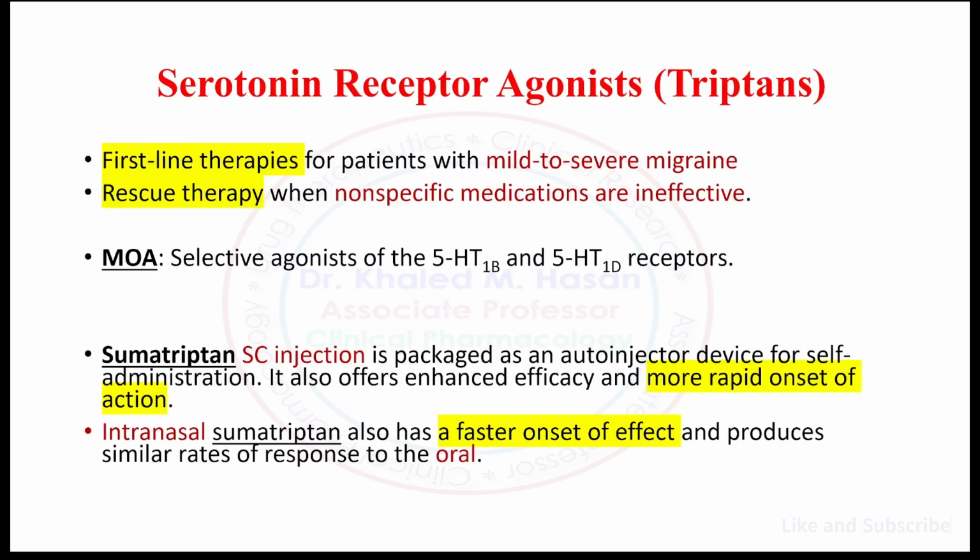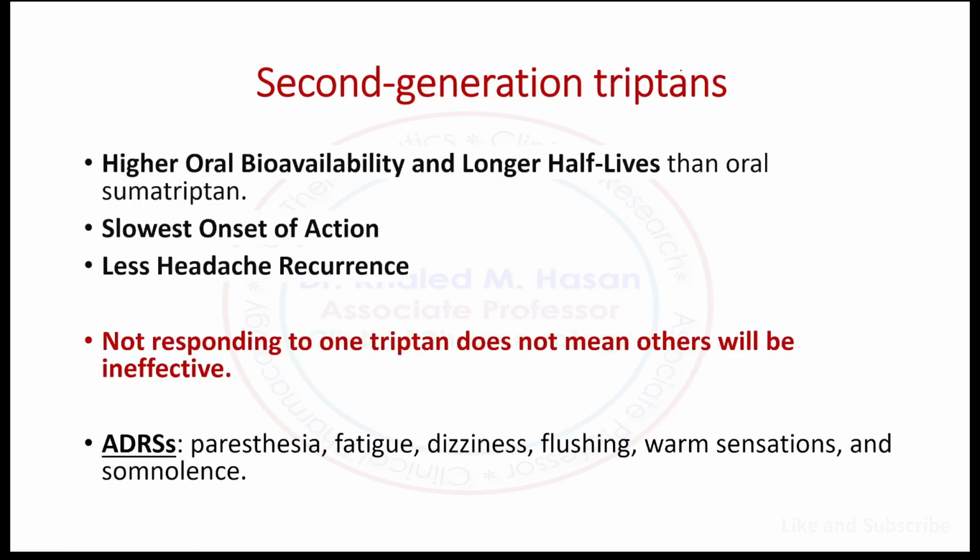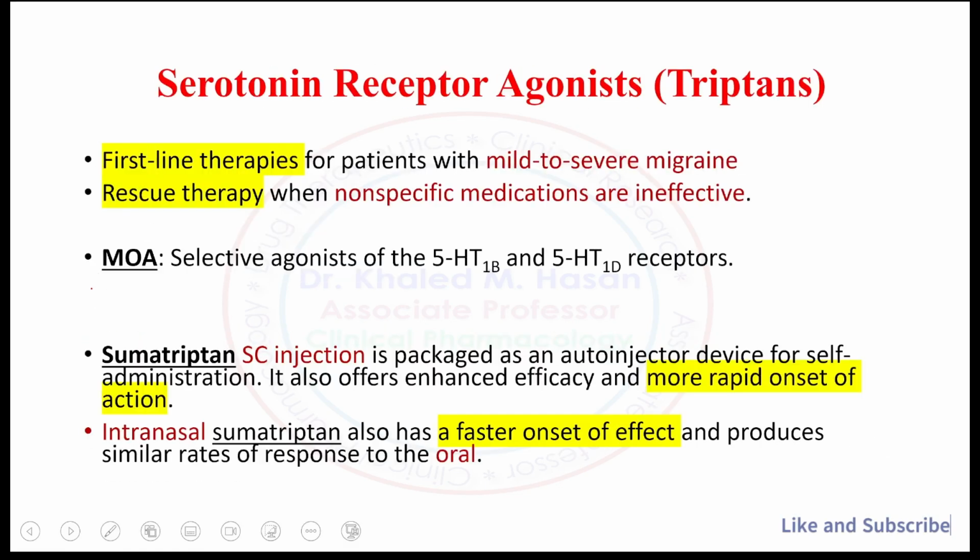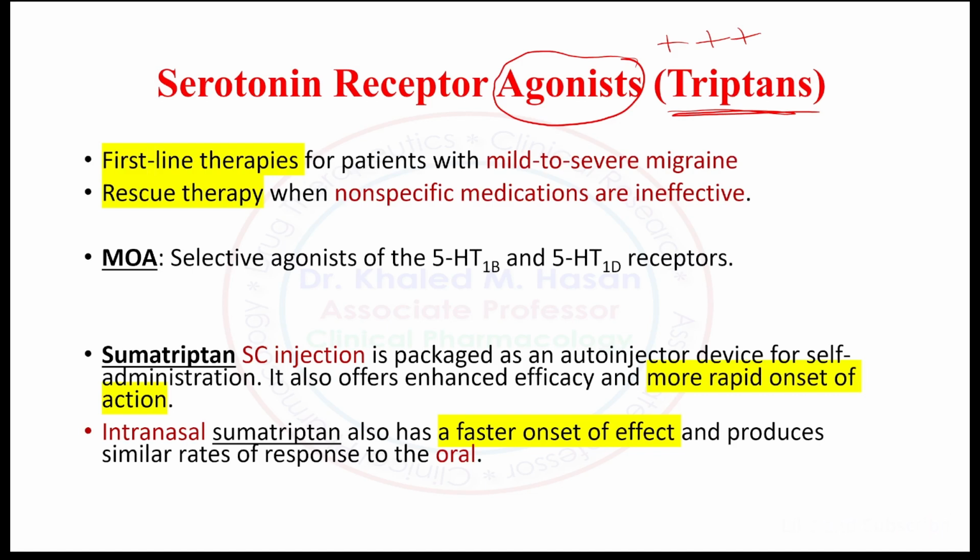Okay, moving to the next topic that covers migraine, we have serotonin receptor agonists here. Serotonin receptor agonist, that means this medication stimulates the receptor. This medication stimulates the receptor and is a group of medication called triptan. So I will repeat it: serotonin receptor agonist is able to bind and stimulate the receptor. And this medication binds to the serotonin receptor 1B and 1D and activates the receptor. This medication is considered first-line therapy for patients with mild to severe migraine.